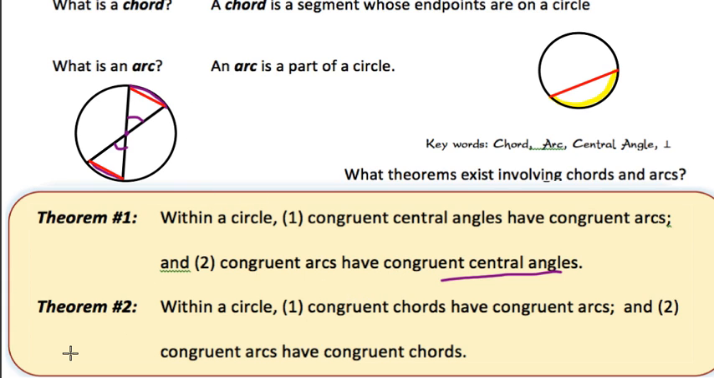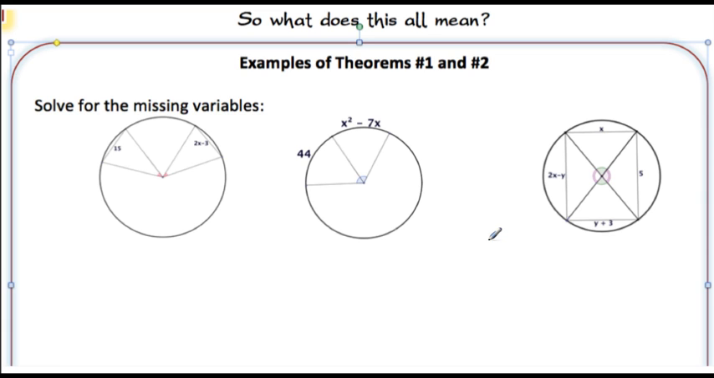It's that simple. So what do these theorems mean in terms of solving some circle problems? I have 3 different examples, and they're all different from each other because this one involves chords, we have arcs, and then some weird stuff over here. We'll get to it. But the first example, we have congruent central angles.